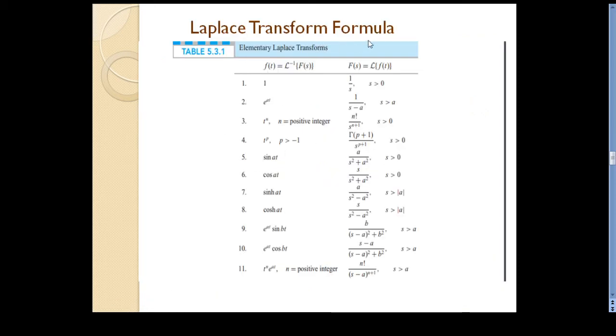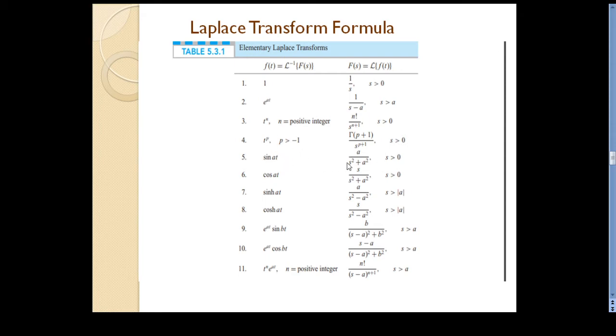So, Laplace transform formulas. We have L of 1 equal to 1 by s, where s is greater than 0; L of e power at equal to 1 by s minus a; L of t power n equal to n factorial divided by s power n plus 1; L of t power p equal to gamma of p plus 1 divided by s power p plus 1. This p can be replaced by n also.